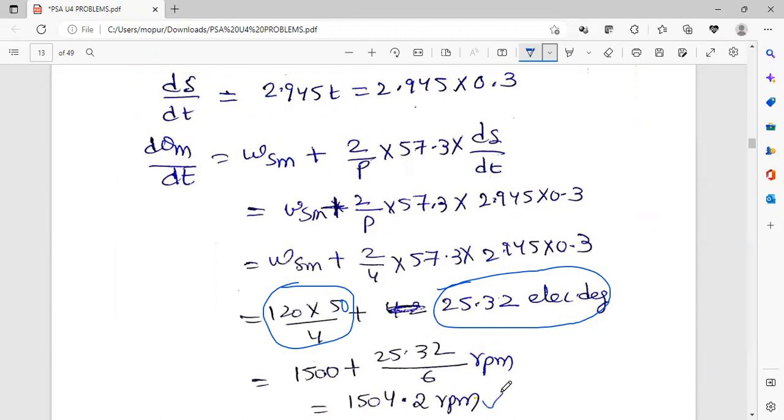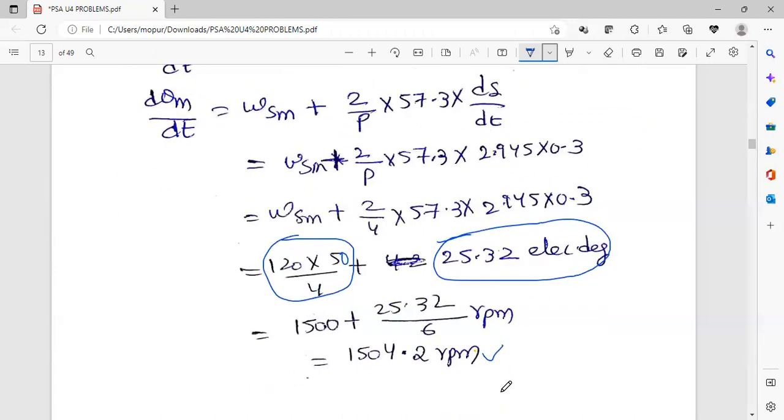So the important thing is whenever you are having a problem where we need to use a swing equation in terms of M, you will get the delta after double integrating the acceleration in radians. You need to convert that mechanical radians into electrical radians by multiplying with 2 by P. That electrical radians should be converted into electrical degrees by multiplying with 57.3. So this is the problems related to swing equation.